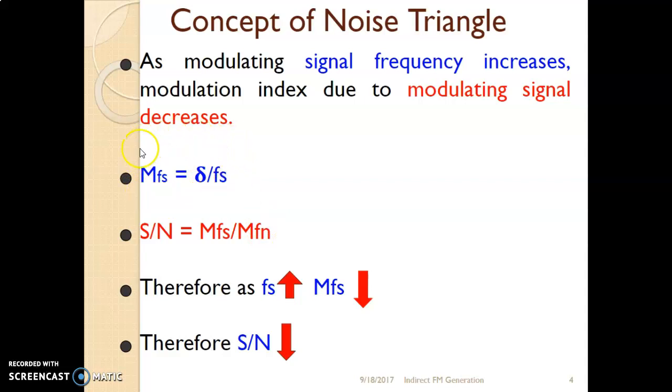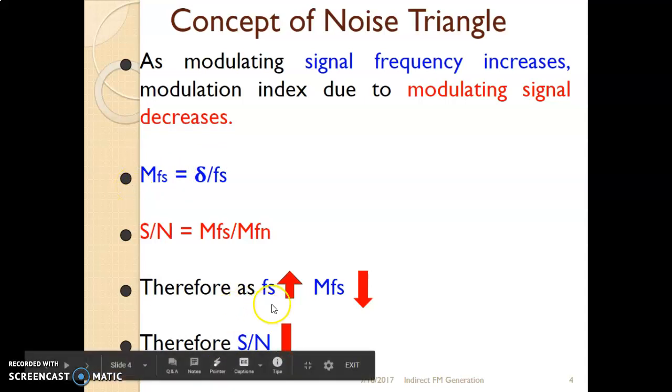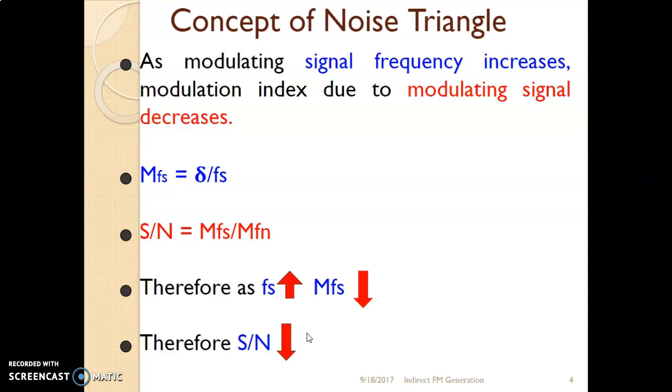Now, if we observe this formula, you can see that as the signal frequency increases, the modulation index due to signal frequency decreases. Therefore, it is written here that as Fs increases, M of Fs decreases, and as per this formula, the signal to noise ratio also decreases. These upward arrows indicate increasing and downward arrows indicate decreasing, and therefore we can conclude that when the signal frequency increases, the signal to noise ratio decreases. In other words, FM signals are affected more at the higher signal frequency than at the lower signal frequency. Therefore we are studying this concept of noise triangle.